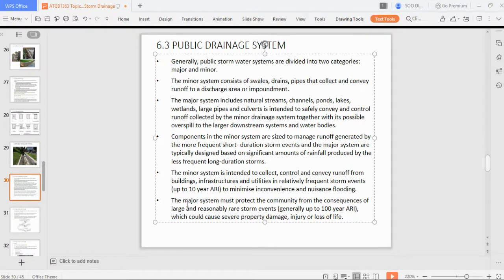So there's a difference between a major system and a minor system. One is designed up to 10 years. Another is designed up to 100 years. The minor system is to collect and convey the runoff to a discharge area or impound, and the major system is to safely convey and control runoff from the minor system, and also any overspill, to a larger downstream system or water body. So water body is usually a river or sea.